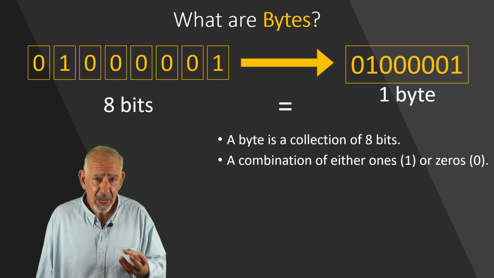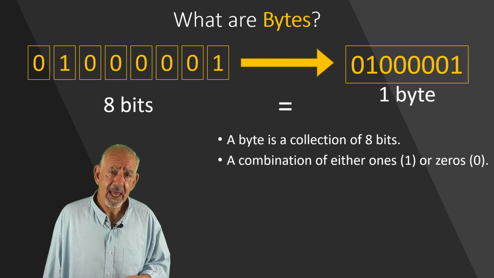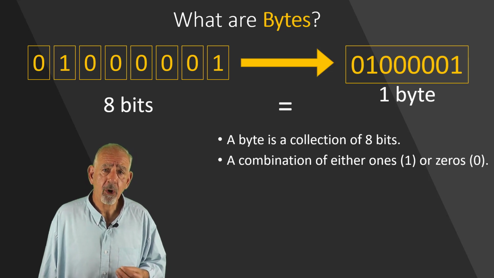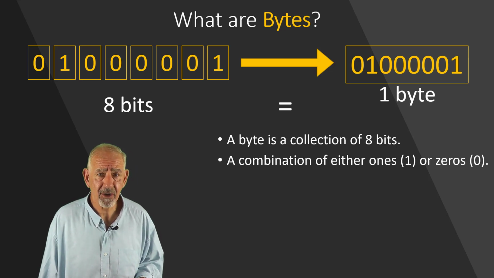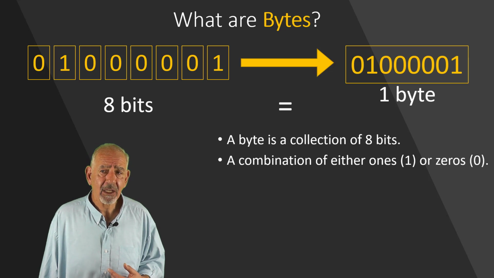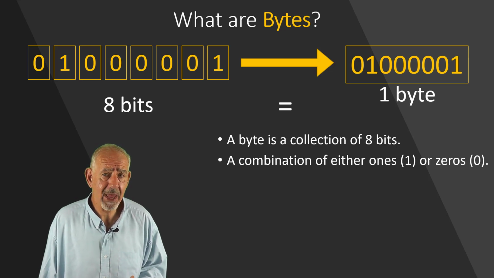So when we say a word, it means that we can put these 8 bits together into something that's a little bit more meaningful. So a byte is a collection of 8 bits and a combination of either 1s or 0s. So how many of these can we put together? Okay, how many combinations of bits can we have in a byte?